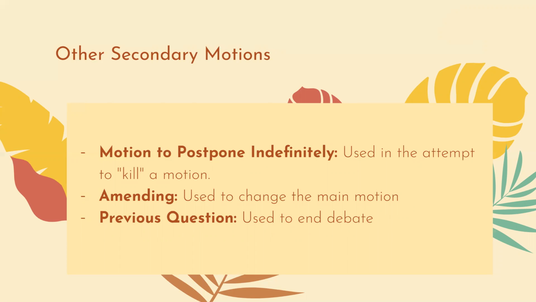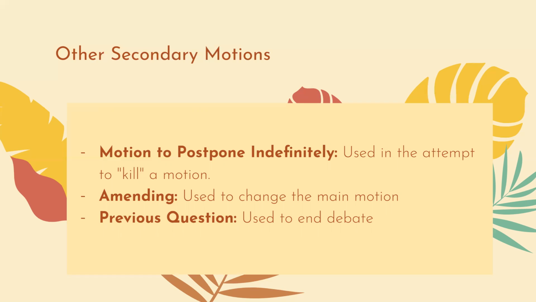exegesis. And then other secondary motions, as we'll see there: amending, used to change the main motion. Amendments can be given in that 4th step of the basic motion procedure during discussion. And like I said, other slides will show you the process by which an amendment to a motion can be passed. And then the previous question, used to end debate.